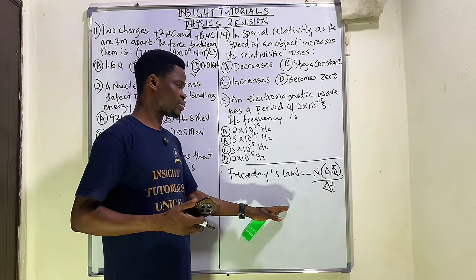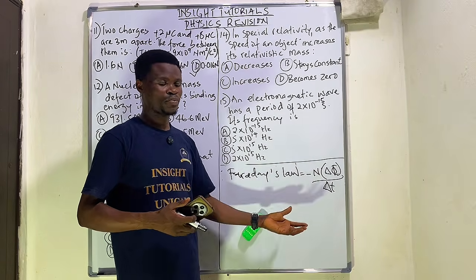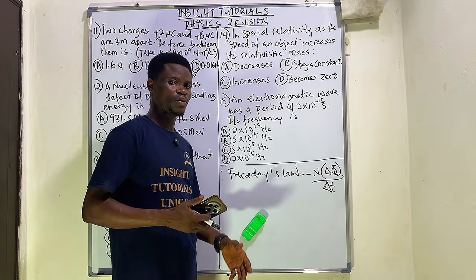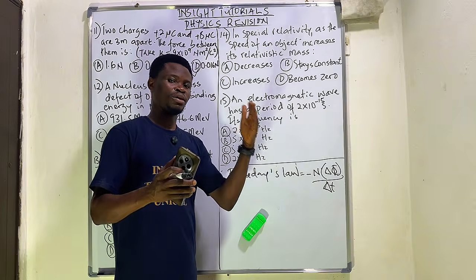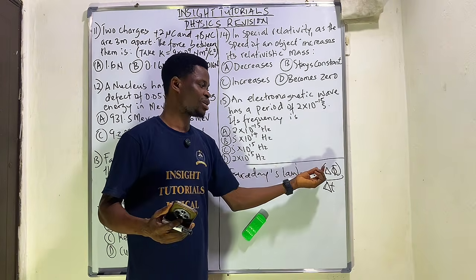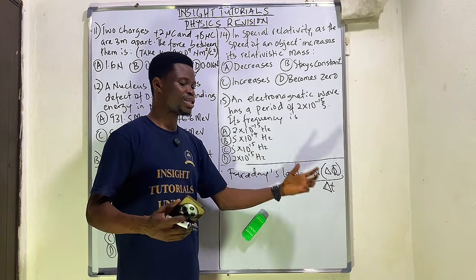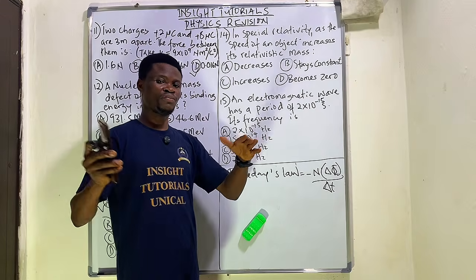So, very important. This n means the number of turns. This is the change in magnetic flux. Sometimes I can be given a question where there's a difference in the magnetic flux from the first to the second. That's why it's written as change in magnetic flux. And change in time can also be given a different time duration.